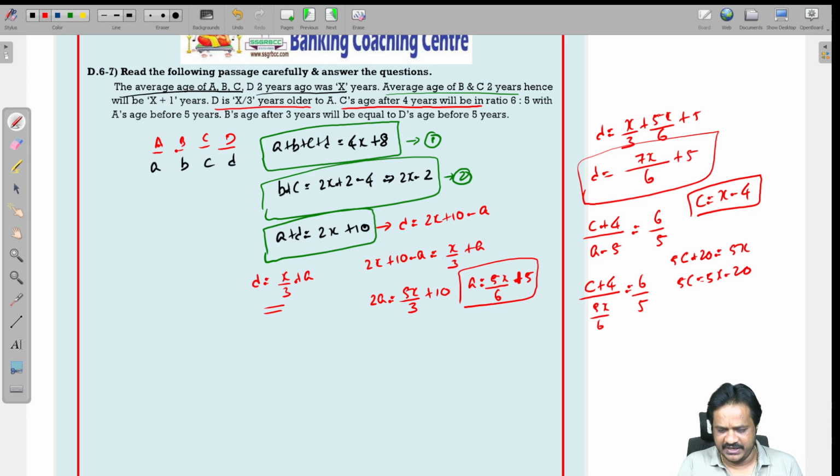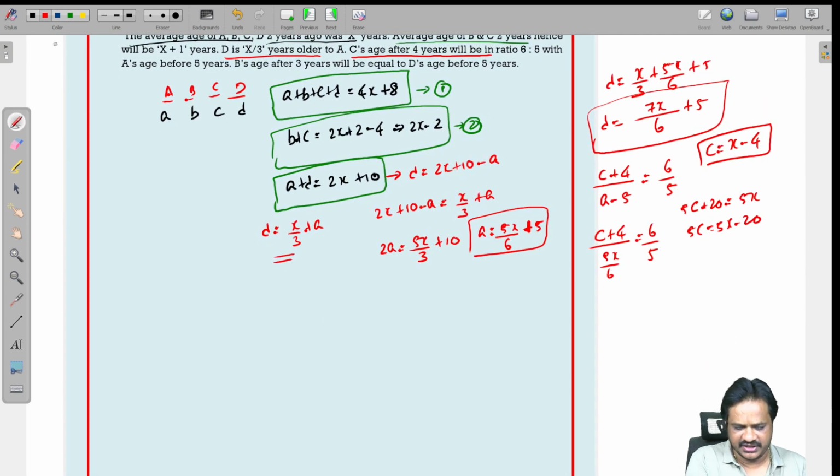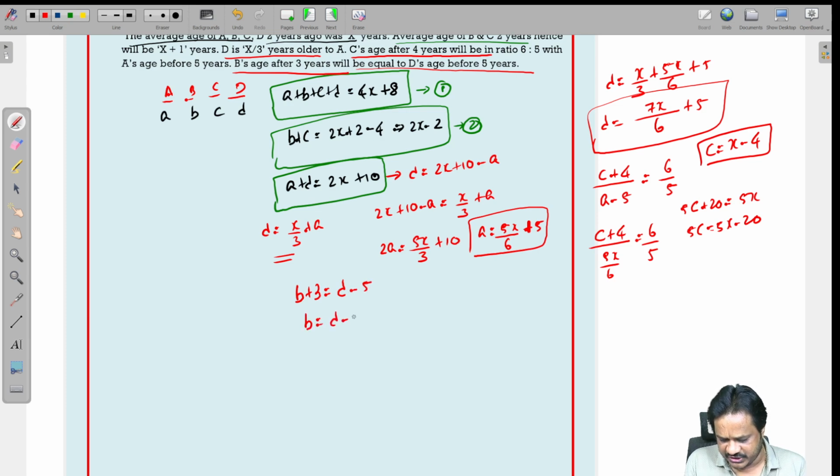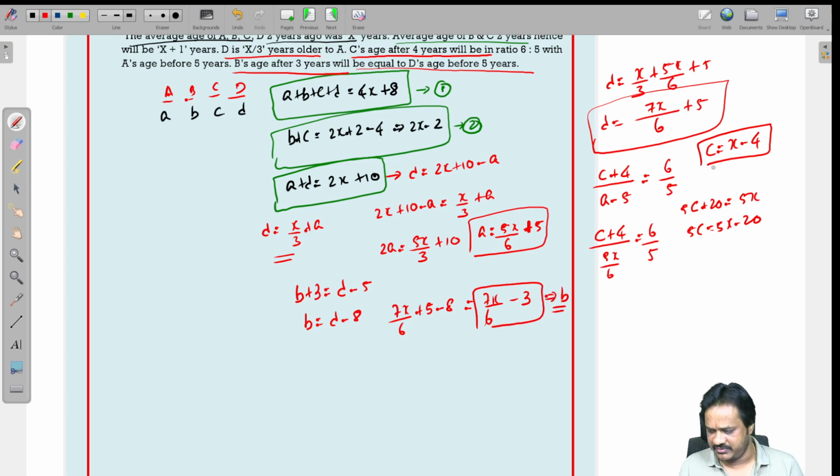Next, B's age after 3 years. See this point. B's age after 3 years will be equal to D's age before 5 years. That means B plus 3 is equal to D minus 5. Therefore, B is equal to D minus 8. I am converting all into x. What is D value? It is 7x by 6 plus 5 minus 8. Therefore, we are going to get B value 7x by 6 minus 3. This is whose value? B. Now, you got B value and C.